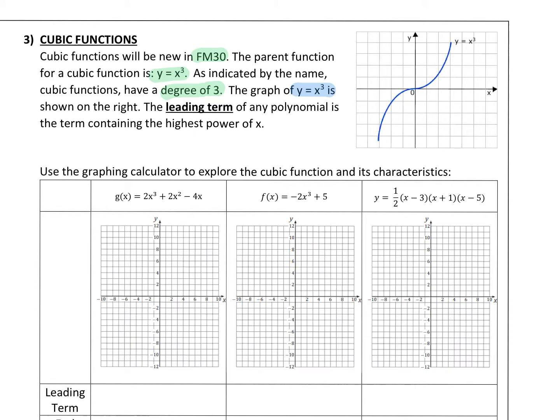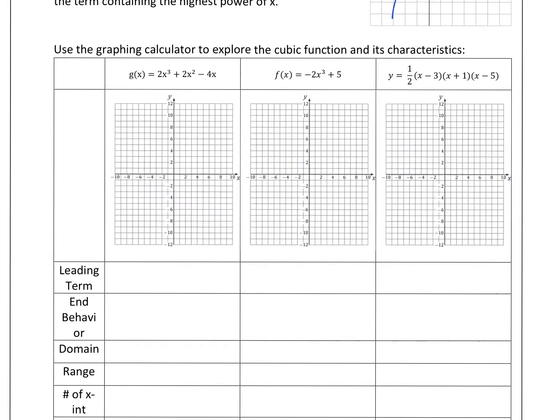And the new word we're going to talk about here is the leading term. So the leading term of any polynomial is the term containing the highest power of x. So when I look at this function right here, 2x cubed plus 2x squared minus 4x, my leading term is 2x cubed. Okay, so we're going to use the graphing calculator to explore these. We'll do the first one together.